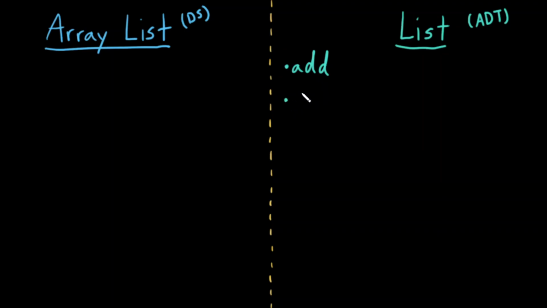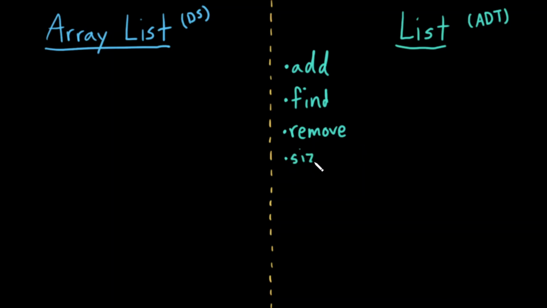I should also be able to find. If I have an element of interest, I should be able to ask, does this element exist in my list? And the list should be able to tell me, yes, it does, or no, it doesn't. And I should also be able to access a specific item in my list. So maybe I want to see what is the third item in my list. I should be able to find it. I should be able to remove elements from my list.